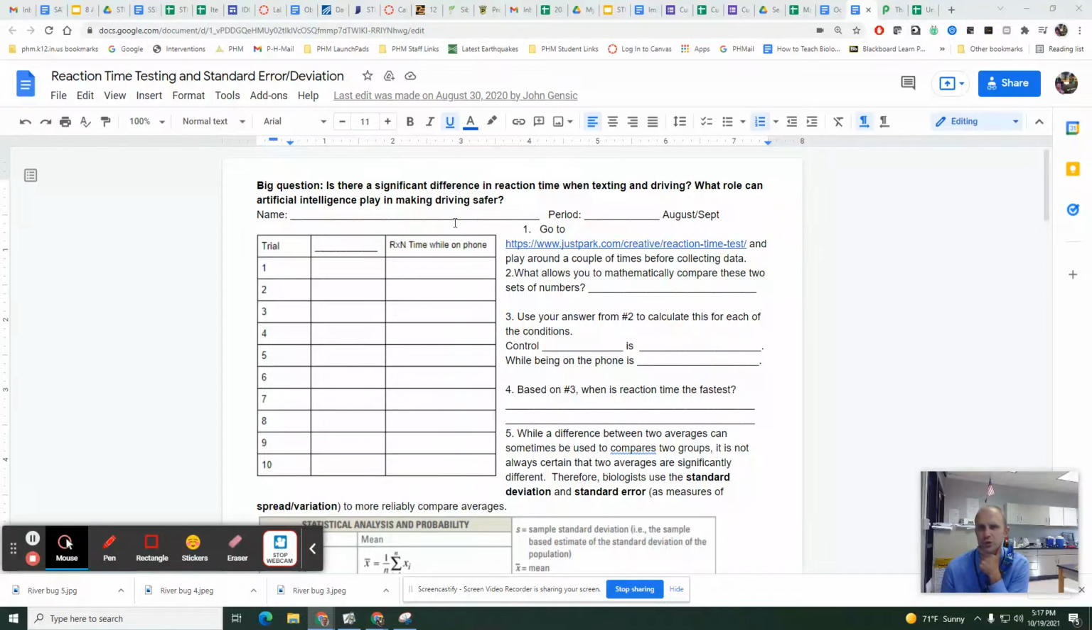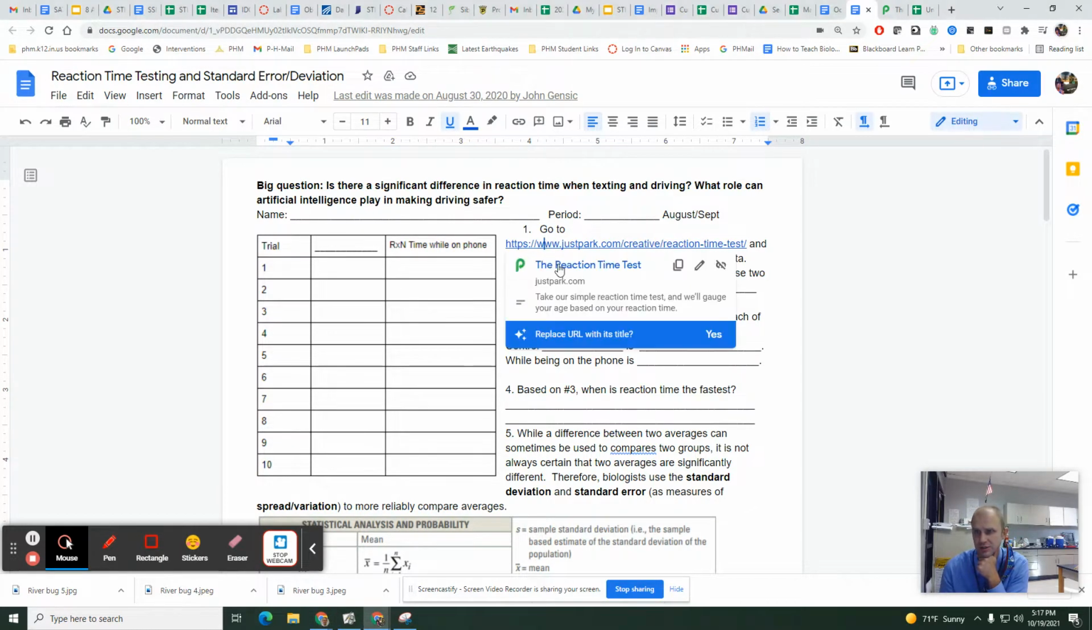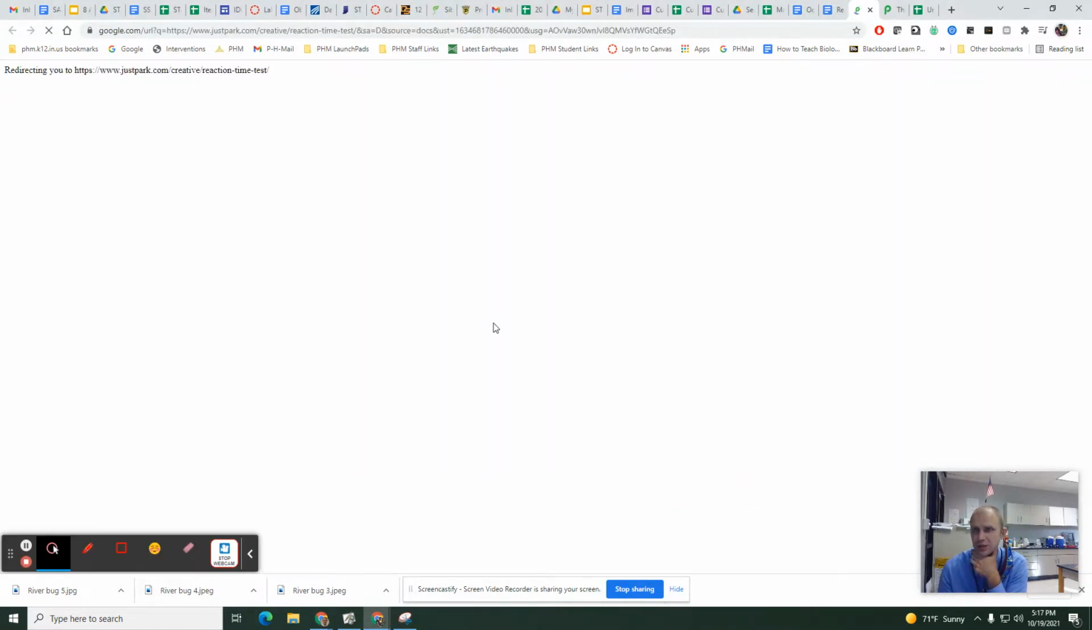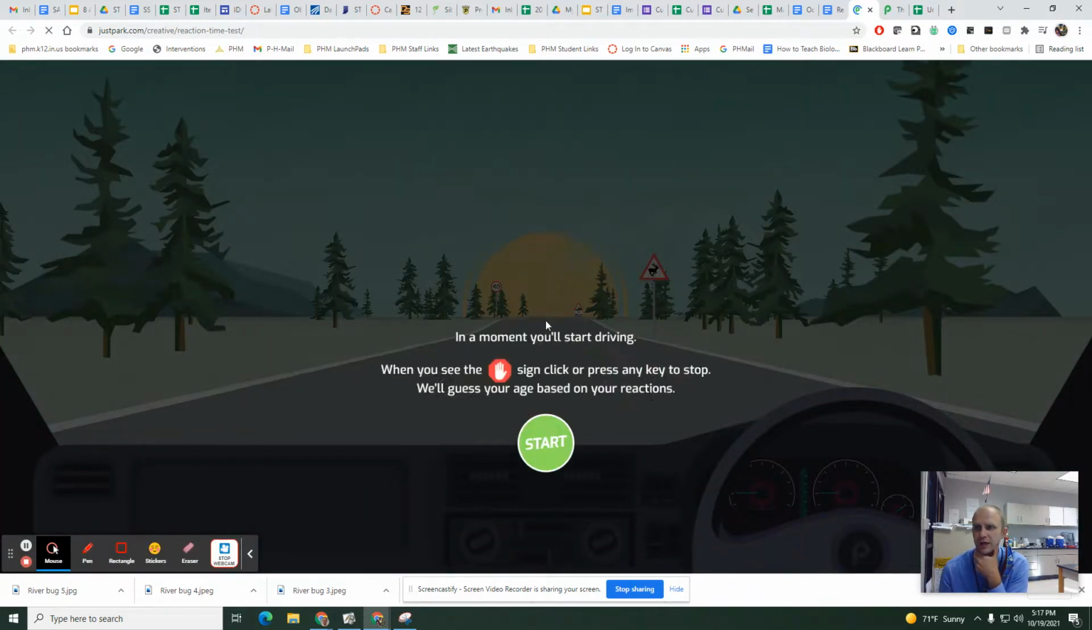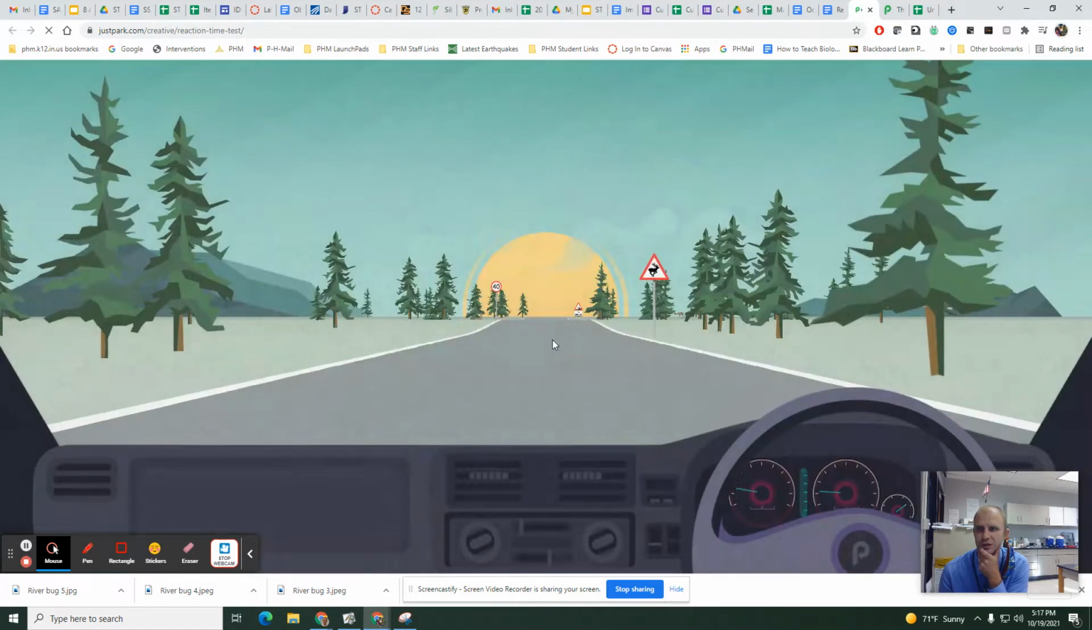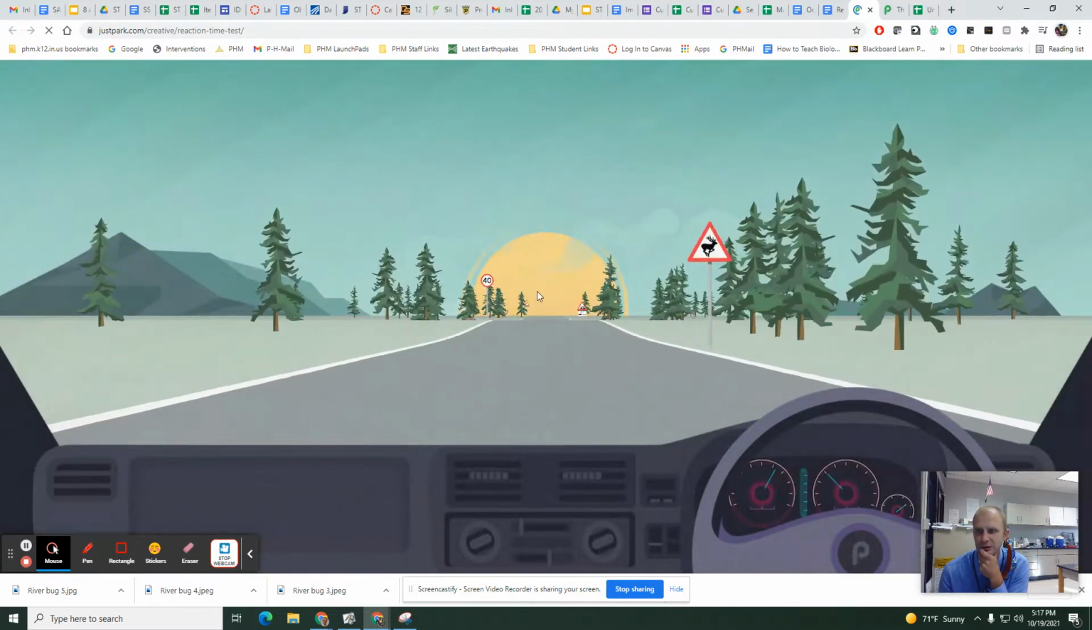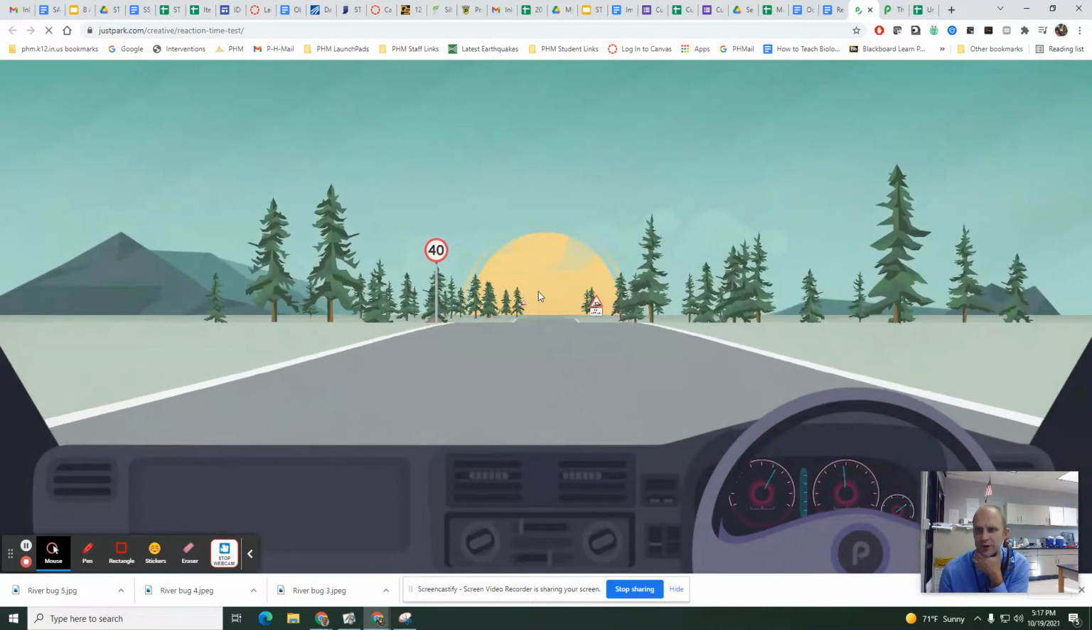Okay, so here's what you're going to do. You're trying to find if there's a significant difference in reaction time when you're texting and driving or when you're just driving straight up. And you're going to use a simulator. The simulator is this reaction time test right here, where you are going to be driving down the highway, and as soon as the little red sign comes up, you're going to click on it, and that'll give you a time for your reaction time.